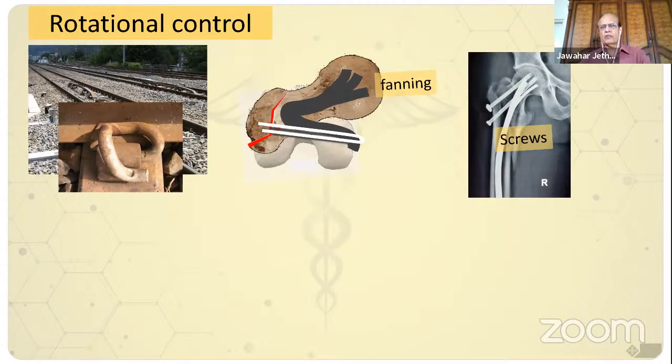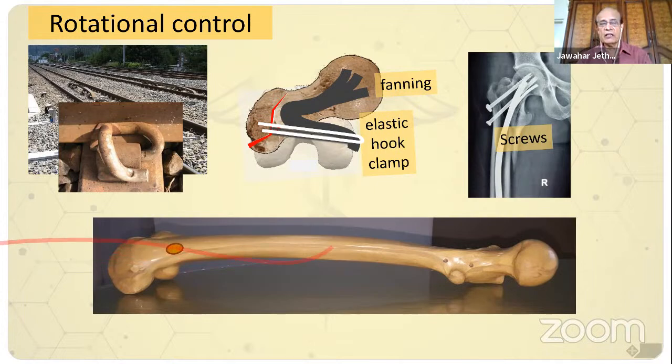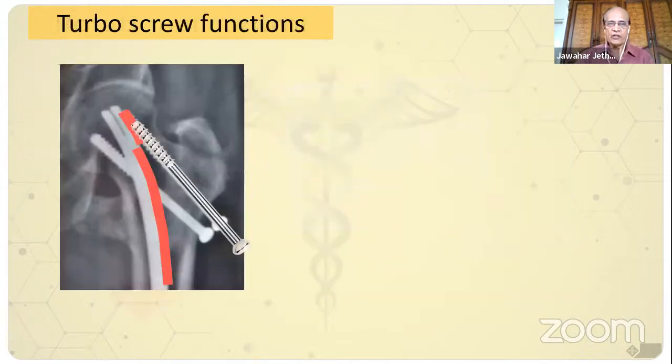And these are a couple of the things which are part of the modified nailing, where we can use these very well contoured nails with the elastic hood clamp, and we can avoid such complications. The methodology is like this: you are putting a curved nail which prevents the external rotation.